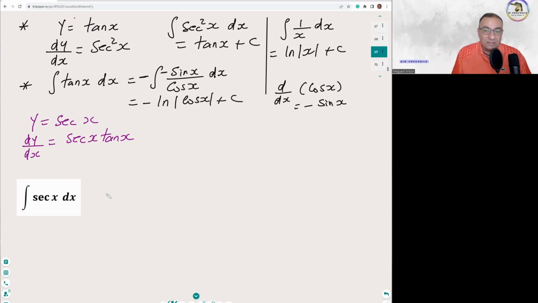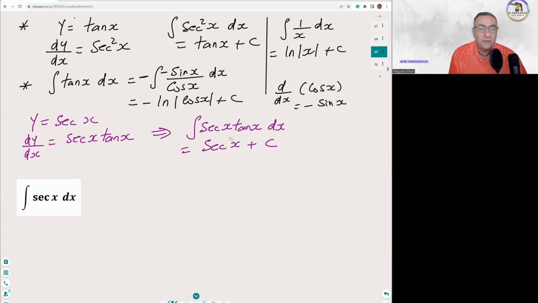And at the same time, if you have the integration, which is the antiderivative, of secant x tan x dx, what would you say? What is the function whose derivative is secant times tan? This integration is very easy, very straightforward. That would be secant of x. Of course, we have to add the constant of integration because this is an indefinite integral.